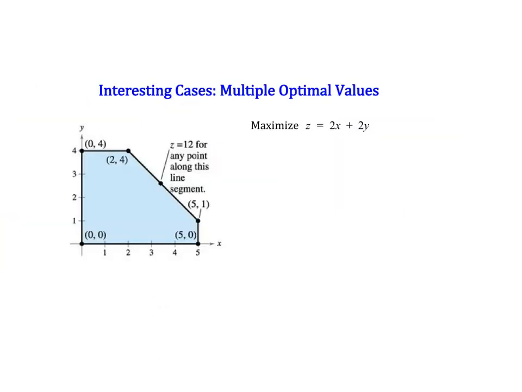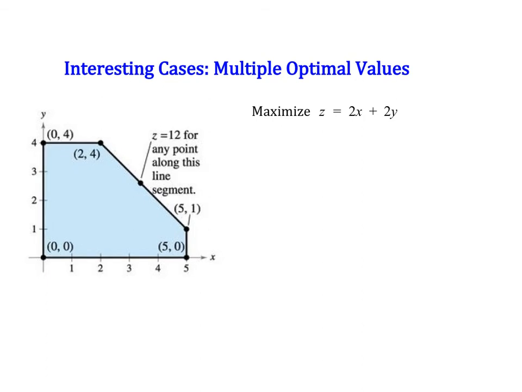All right, so now I just want to talk about a few interesting cases. So one is when you have multiple optimal values. So you can see here, this has already been graphed for us, and they actually already found the coordinates for us. So if you have this objective function, and let's say you go in and you check the coordinates you have to maximize it. So let's do that.